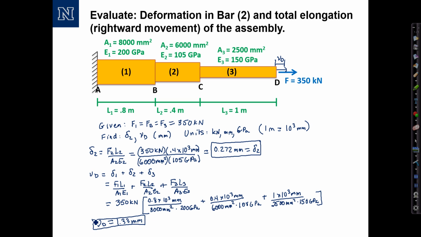So our deflections in units, they are small quantities. V sub D, the end deflection, is quite a bit larger than the deflection in segment 2, which makes sense because segment 3 in particular is long and thin, and so it's going to have a larger deflection. Our logic check checks out, and we're done with that example.